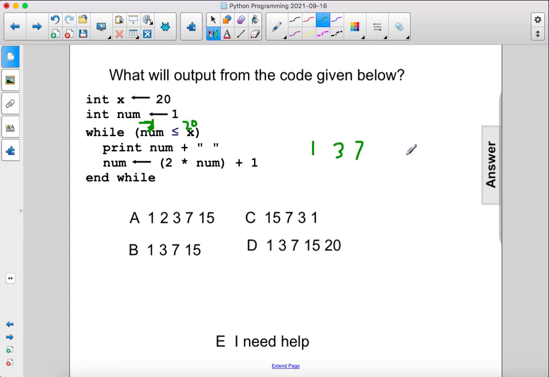15 is less than 20, so we're going to print 15. Then num is going to become 31, which is not less than or equal to 20, so the loop will break. The answer here is 1 3 7 15. The answer is B.